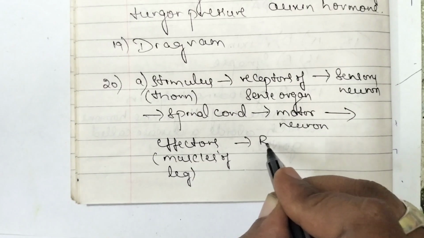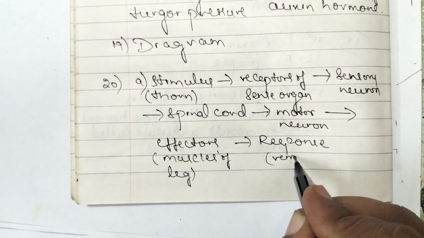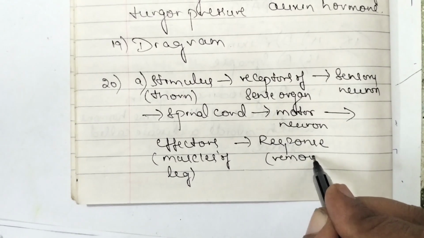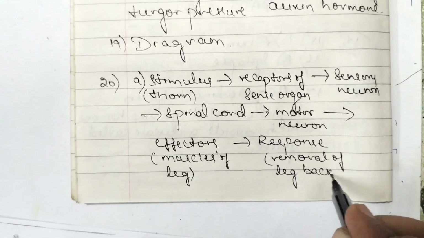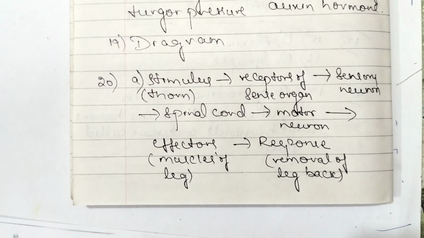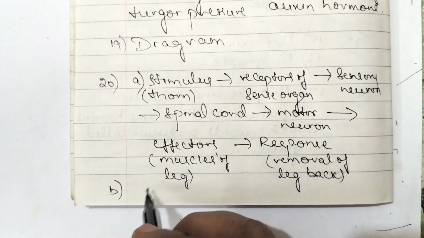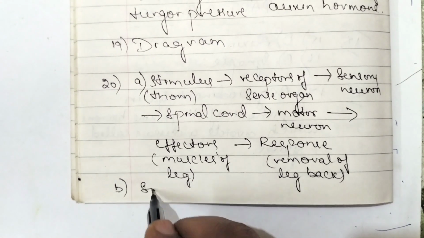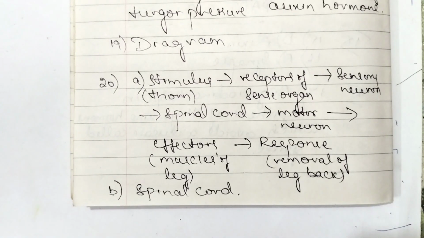The motor neuron will carry the information to the effectors, that is the muscles of the leg, and the muscles of the leg will give the response. And what is the response? Removal of the leg back is the response. So like this we have to trace it when we step on a thorn. Here the second question is: who will control this action? This action is not controlled by the brain, it is controlled by the spinal cord. So this is the answer for B question.